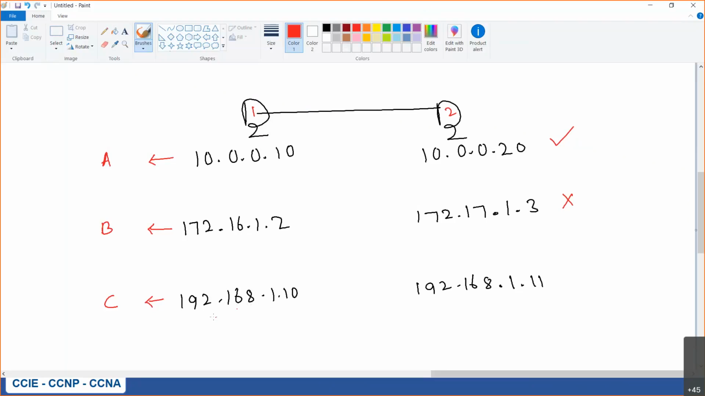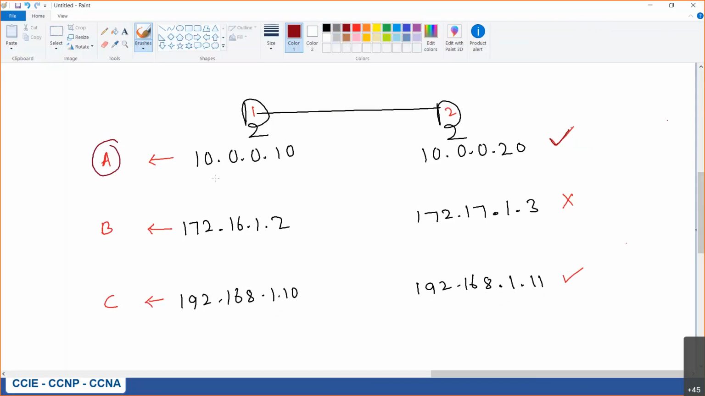So the third case, two PCs can communicate? Yes, they can communicate, right? Okay. Now listen everyone, very important. First example, it's a class A and both can communicate. I agree with you.